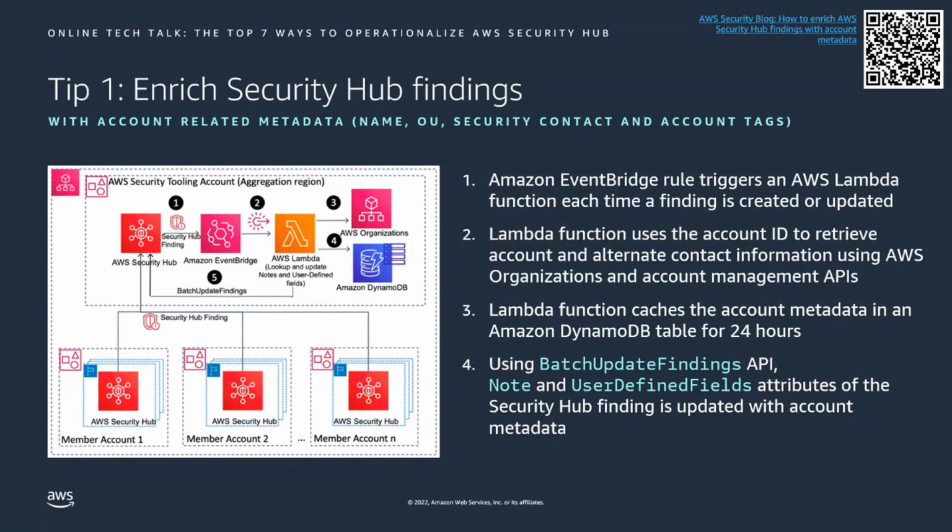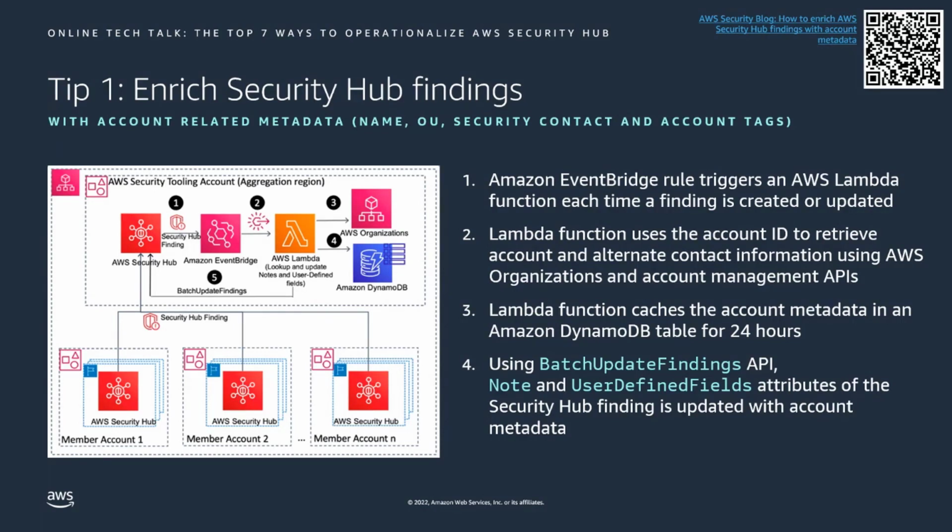Okay, so our first tip of the day is how to enrich Security Hub findings with additional account-related metadata, such as the account name, organizational unit associated with the account, or security point of contact information. Any additional contextual information that you want to add, like whether it's a production or development account, can be added as account tags. The security or the DevOps teams responsible for investigating, responding to, and remediating Security Hub findings may need this additional account metadata to determine what to do about the finding or where to route it.